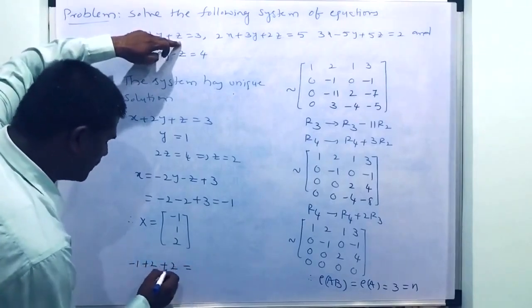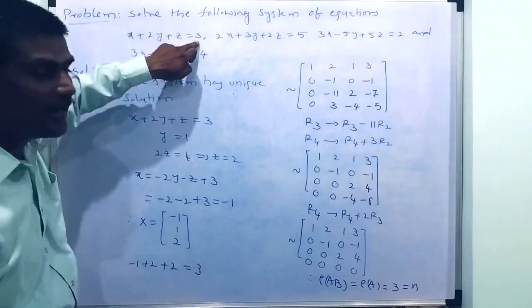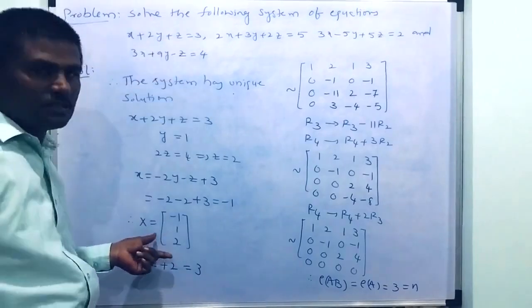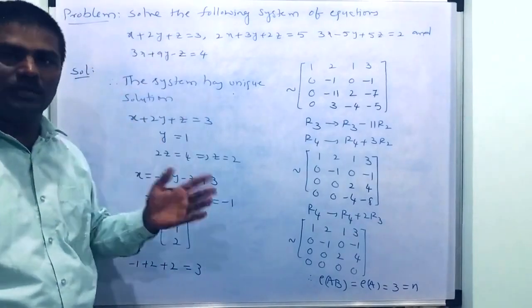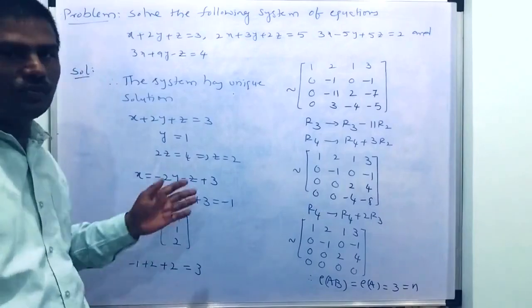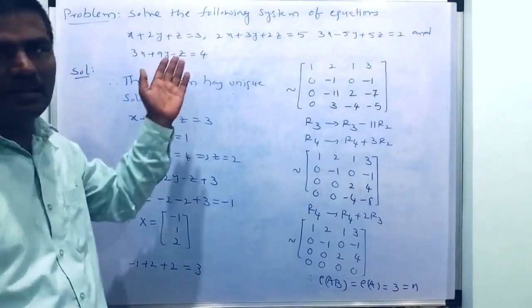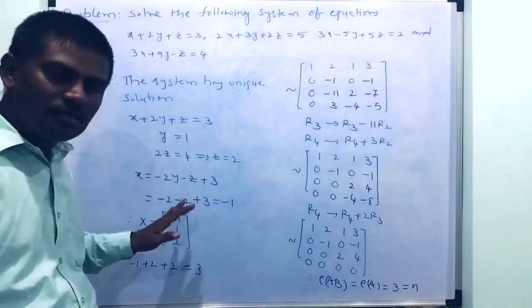is equal to how much? 3. Is it the right hand side one? Yes. That means this is the solution of the given system of linear equations. It is enough to verify for one equation. Automatically the remaining equations are also satisfied by these values.